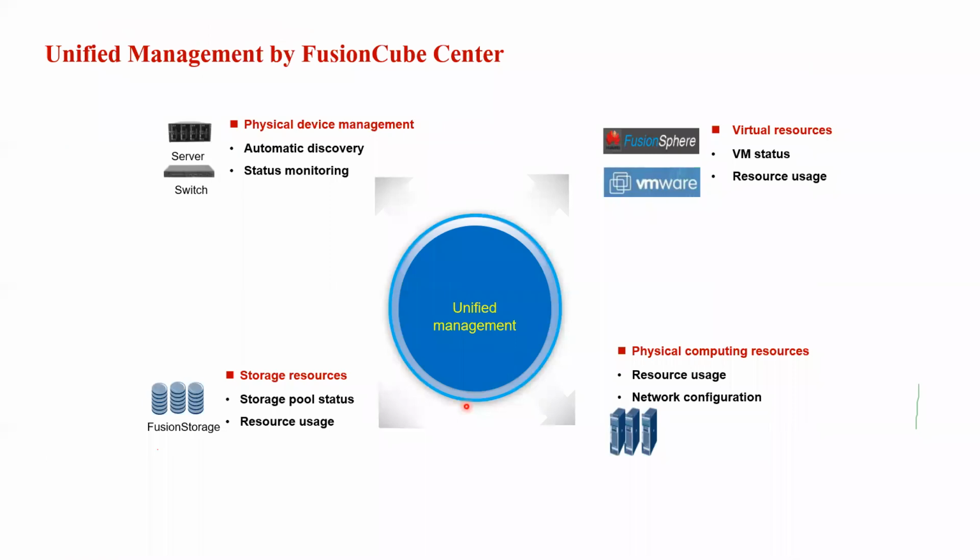As I have already explained, we can monitor in the FCC portal. We can monitor the physical device. Okay, physical device means the network switches or the HCIE nodes, meaning servers. We can check the reachability between the FCC center and the physical device. Okay, we can manage the virtual resources. We can monitor the virtual resources. Okay, and we can monitor the resource utilization. Okay, and the physical computing resource, the network configuration, the resource usage, and storage pool status, and the storage pool usage. Okay.